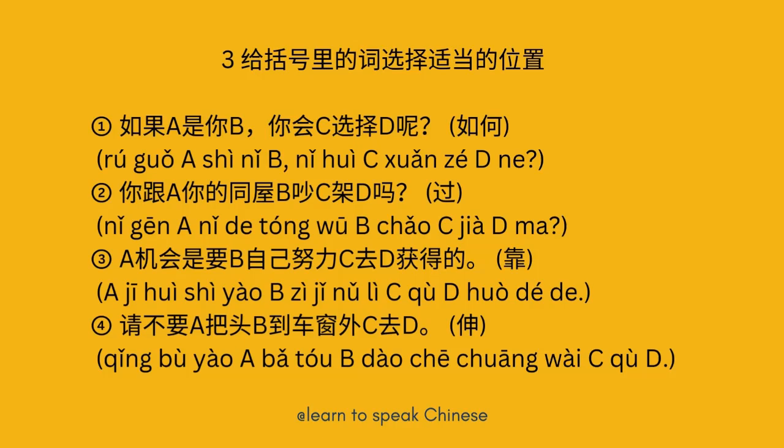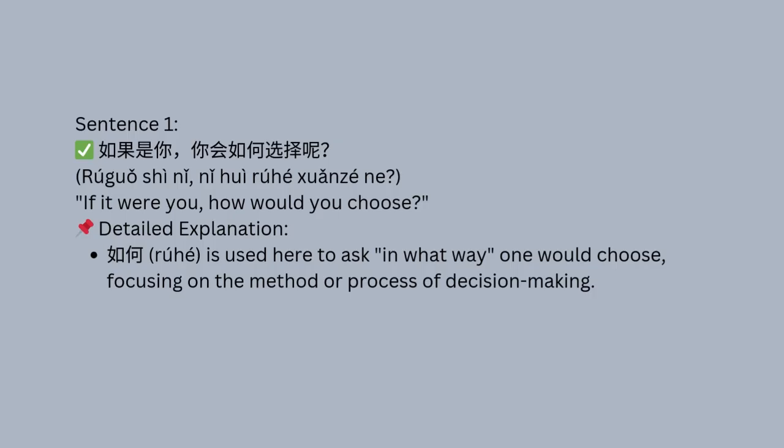Pause the video and try the next section before we continue. 3. Sentence structure practice. Now, let's look at the next exercise where we need to choose the correct word order. Here's the first sentence. The word we need to place here is 如何. The correct sentence should be 如果是你, 你会如何选择呢? This translates to if it were you, how would you choose?